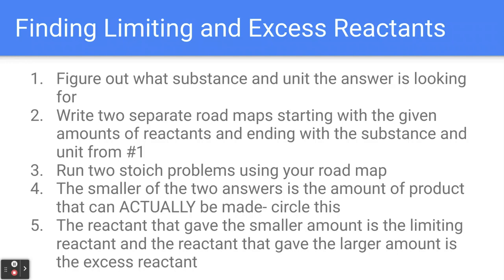And then the smaller of the two answers is the amount of product that can actually be made. So one number is always going to be smaller than the other. That's the amount of product that can actually be made. That's the one that you need to circle as your final answer. Now, the reactant that gave the smaller amount is what we call the limiting reactant, and the reactant that gave the larger amount is known as our excess reactant.